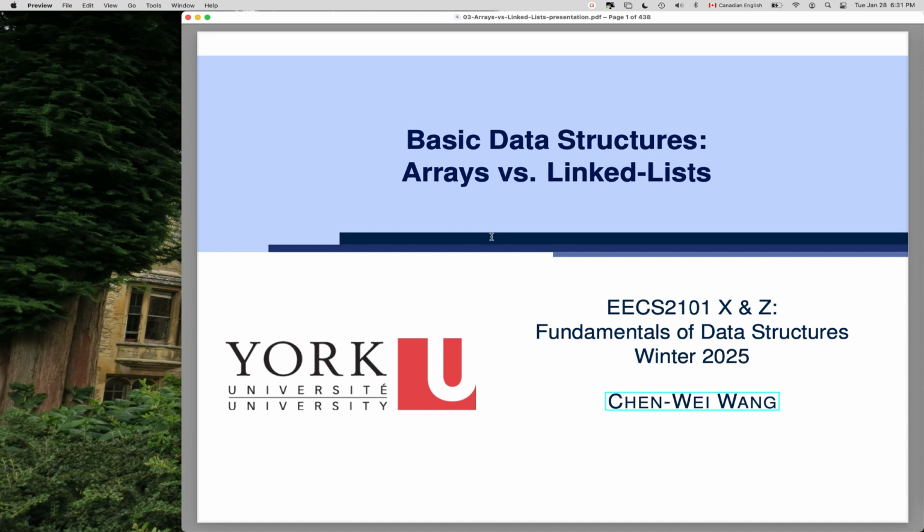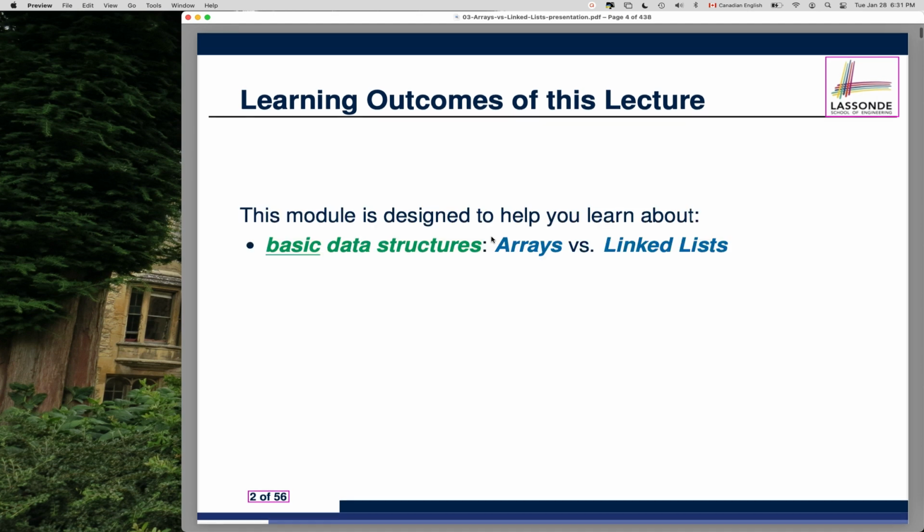So this slide here, let me give you a very, oh, you know what? Let's look at the learning outcome, so we'll see, okay? We're gonna learn about, first of all, the basic data structure, arrays versus linked list. So these two are the basic building blocks for any algorithm that you have to implement. For example, if you want to implement a queue or a stack, you have at least these two choices. Which one should you choose, right? So that's something we're going to talk about.